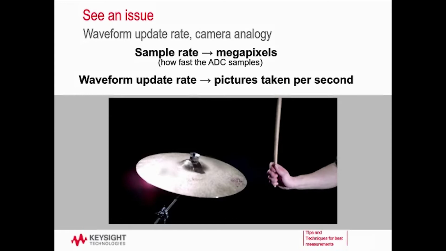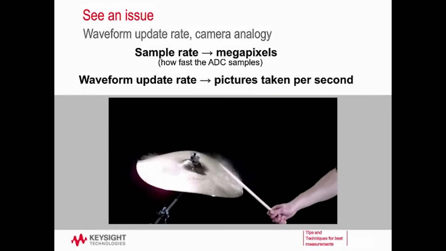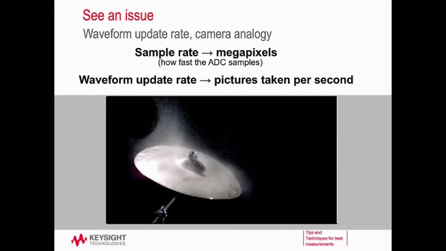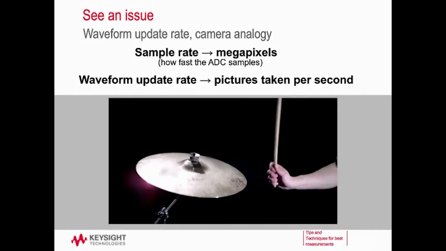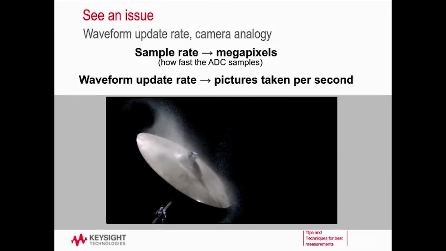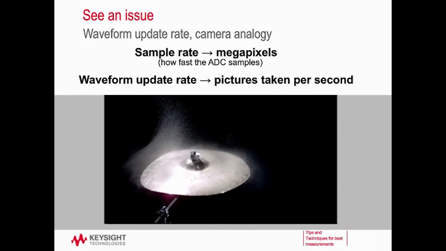Waveform update rate is more analogous to pictures taken per second. You can see here we have a drummer about to hit a cymbal, and we've taken this with a very slow-mo camera. Because the camera is such slow motion, it's able to capture all of the harmonics of this cymbal being hit. This is analogous to waveform update rate. The faster your waveform update rate, the faster you're going to be able to see these, especially transient-type characteristics on your signal. Having a fast waveform update rate not only helps you make fast measurements and quickly acquire, plot and measure data, it also gives you more insight into how your system's behaving.